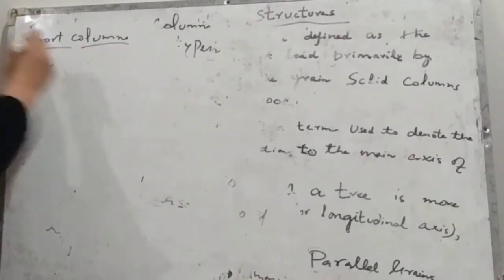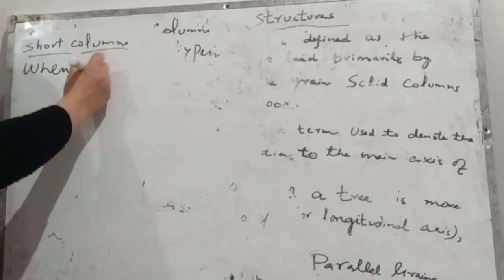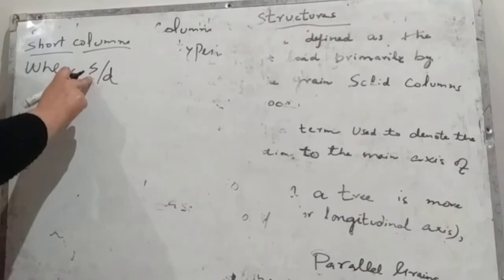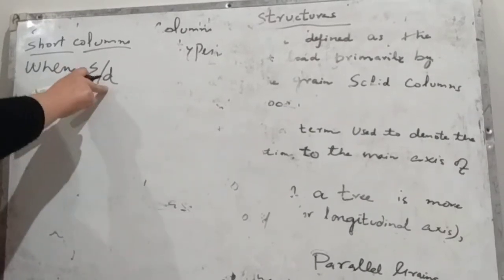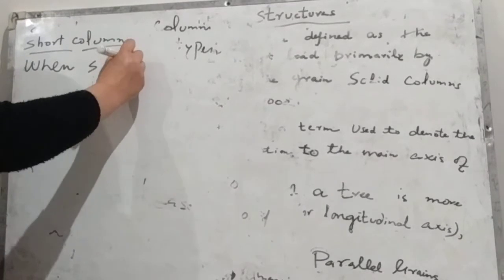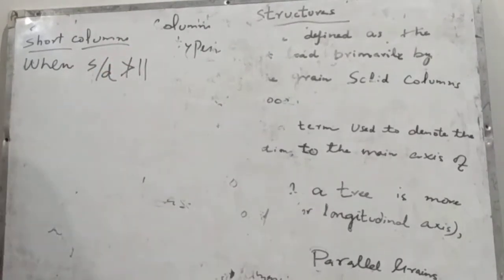Short columns are defined as the columns when slenderness ratio, that is S by D, where S is your unsupported length or effective length and D is the least dimension of the column, is not greater than 11. It means when your slenderness ratio is less than 11, then the column is known as short column.